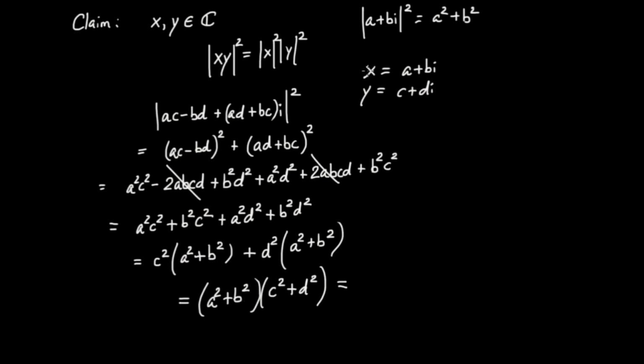And now notice that a squared plus b squared, well, what is this? If I go back up to the definition, x was a plus bi. Now this is just the squared magnitude of x. And here we have c squared plus d squared. Going back up to the definition of y, I see that that's the squared magnitude of y, c squared plus d squared. And now I've shown that this quantity here, the squared magnitude of x times y, is equal to the product of squared magnitudes of x and y taken individually.